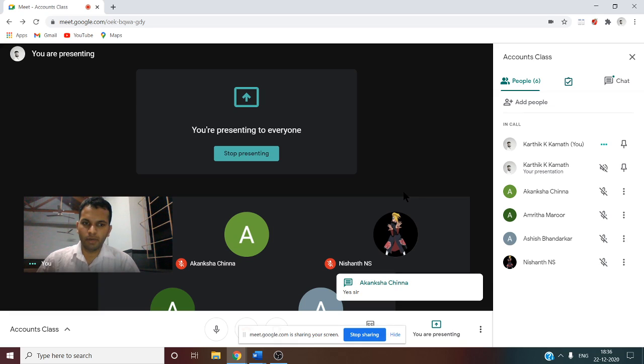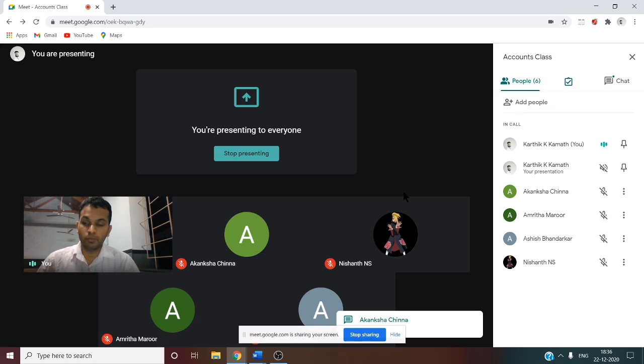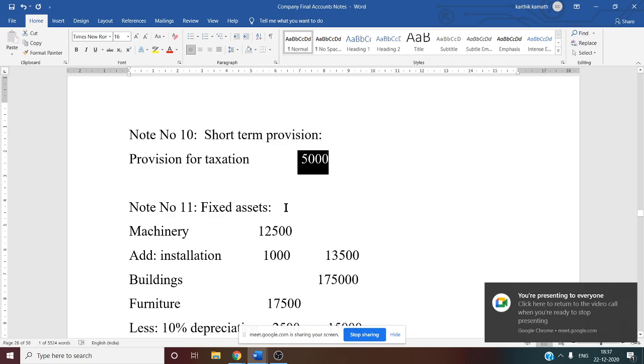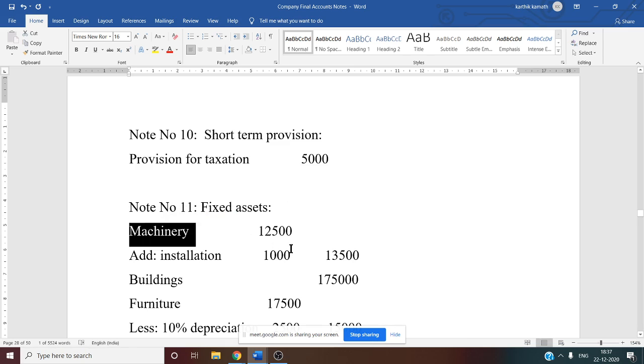So now we have to move to working note number 11 to 21, the asset side working notes. Note number 11 is regarding fixed assets. Here in fixed assets, there is machinery. Machinery given in the trial balance is 12,500.